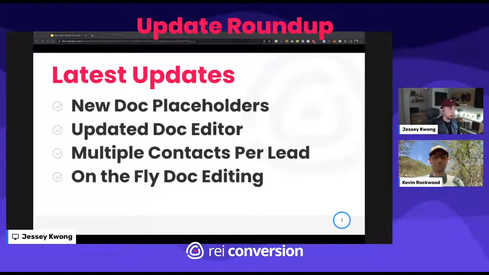The other one is multiple contacts per lead. I won't pull that up, but now we have the ability, on the seller and the buyer side, to add multiple contacts associated with that lead. You can imagine like a husband and wife, you want to add them both to your seller or buyer contacts. You can do that.